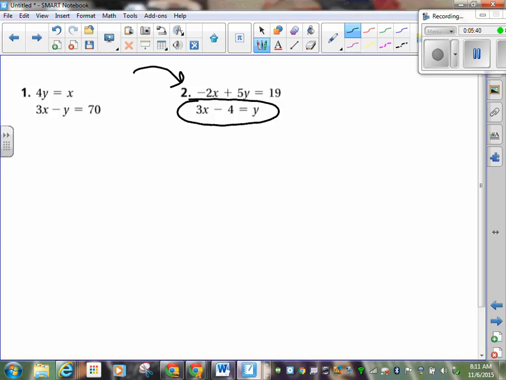Ding, ding, ding, ding, ding. Number 1 answer on the board. Why? Because the y is by itself. The other question over here, we have the x by itself. So that means sometimes the x is by itself, sometimes the y is by itself.